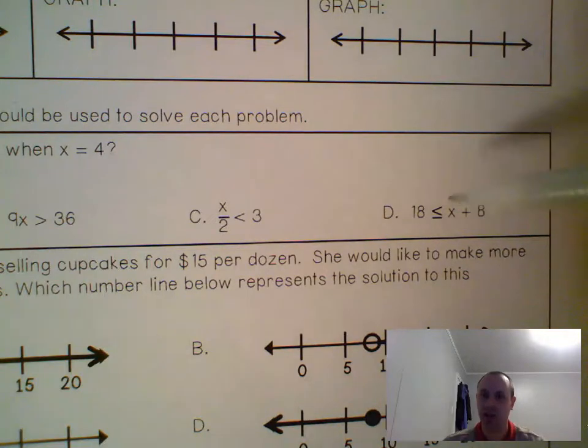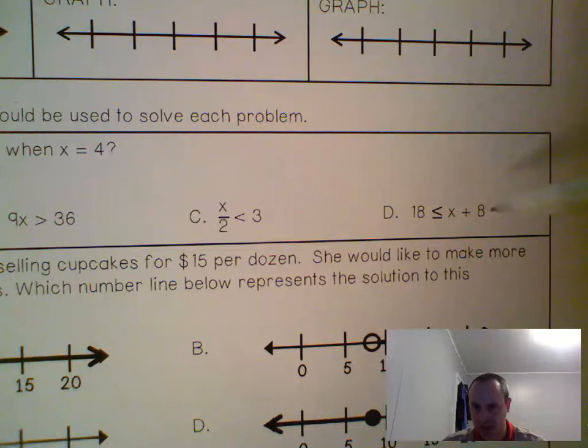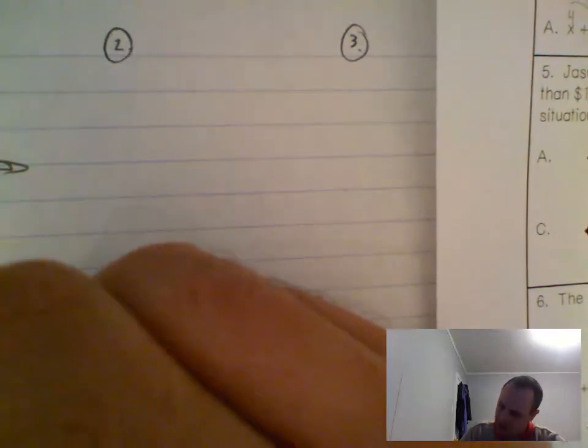Let's just take a look here. What happens if we put a 4 here? X equals 4, right? What's 4 plus 8? Well, that's 12. Is 12 greater than or equal to 18? No. So your answer for number 4 has to be C, and you do have to show some work for that. So x over 2 is less than 3.